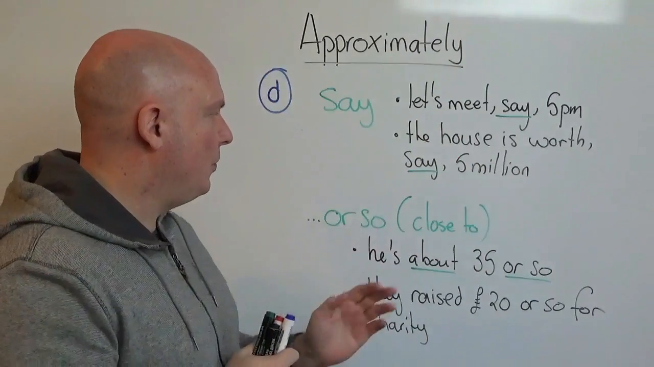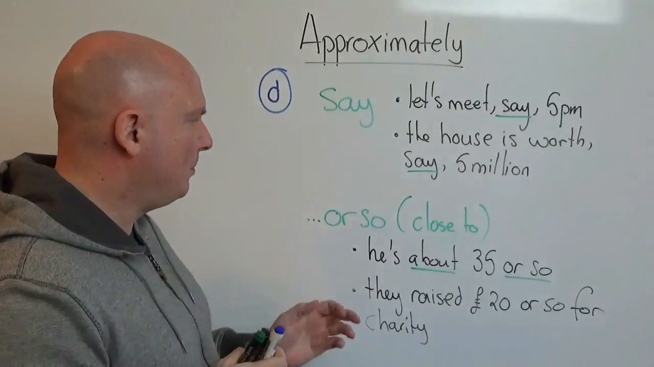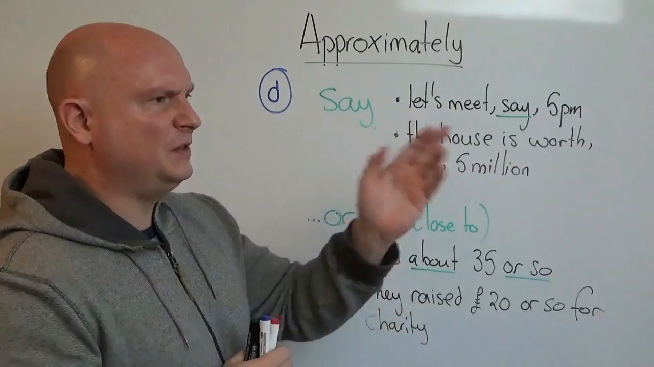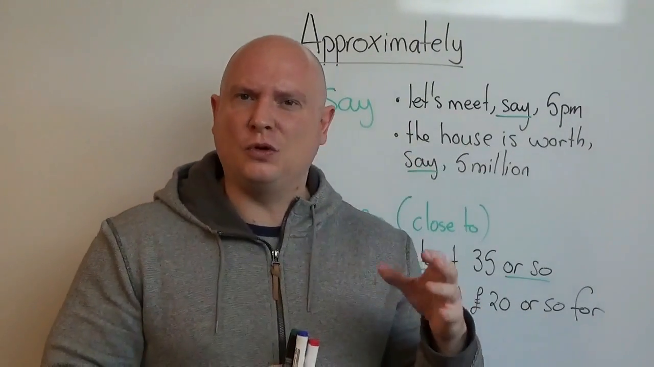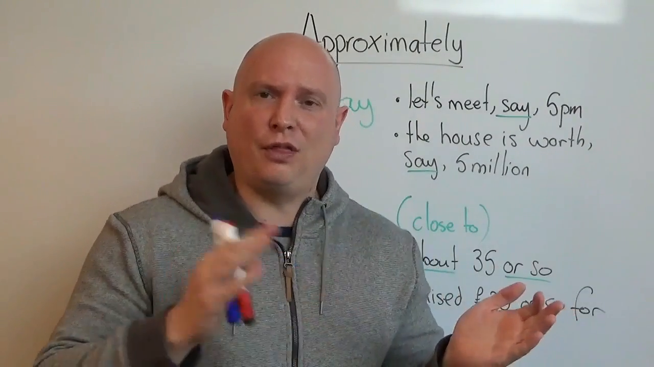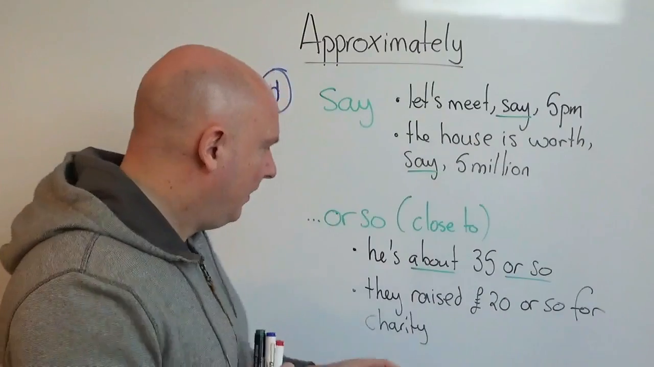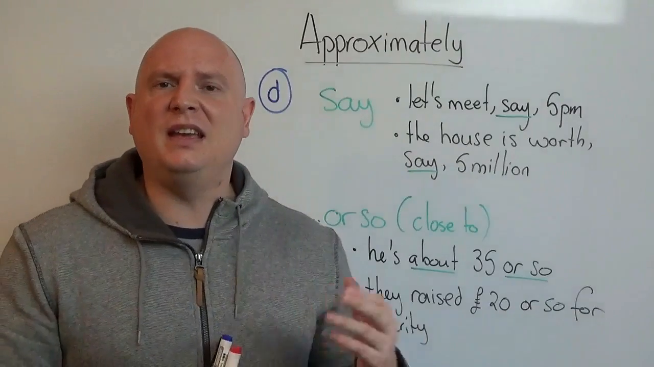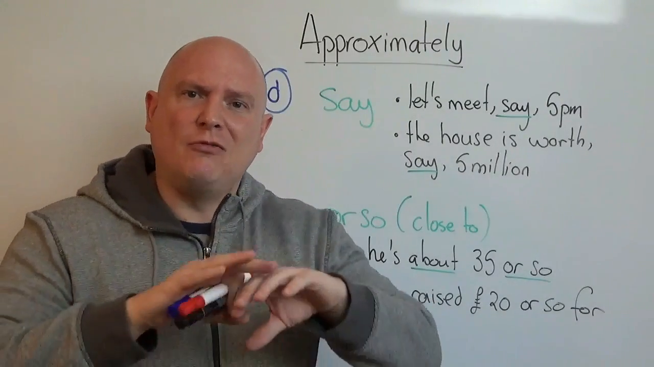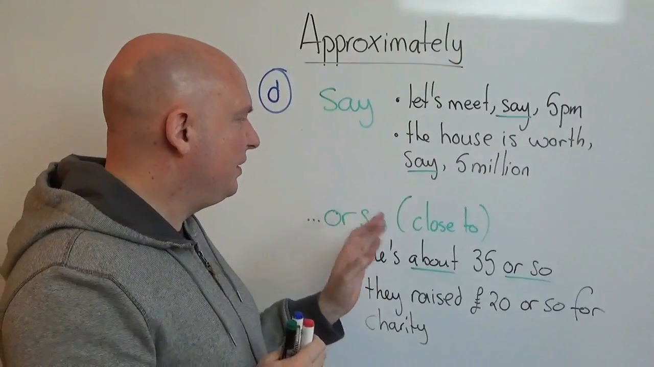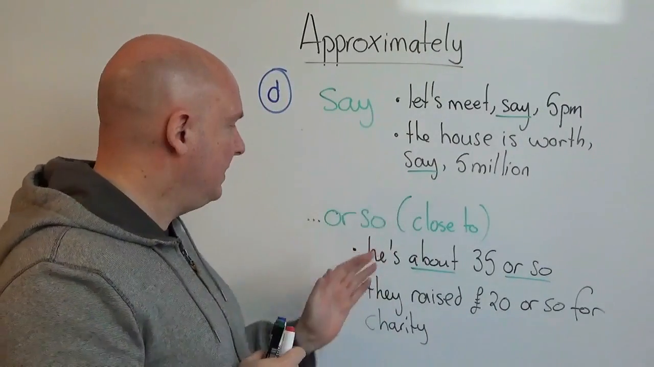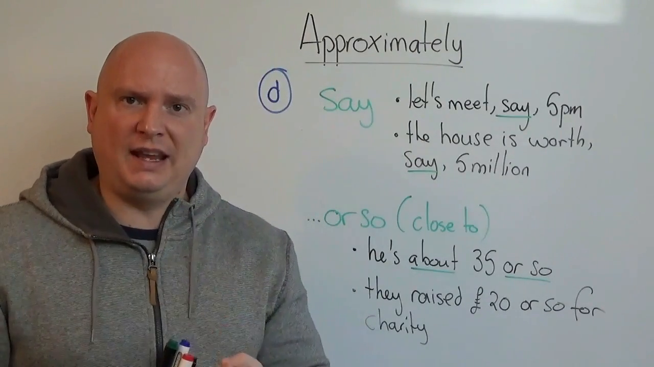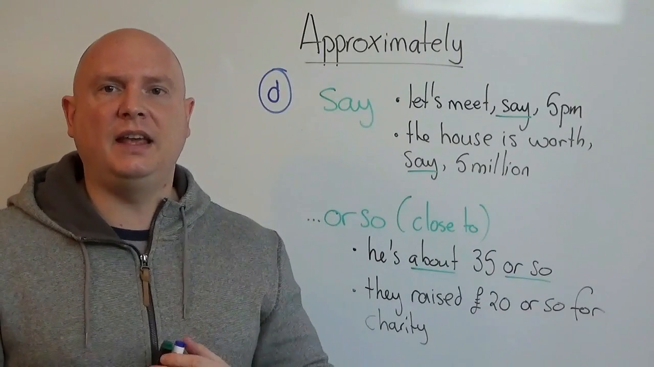We have or so, and it means close to. For example, I can also actually use this with about, but not always. How old is Paul? He's about 35 or so. So very close to 35, maybe 34 or 36. They raised £20 or so for charity. So maybe 18, 19, 20, 21, 22, around that number. These are very, very common, and both of these, say and or so, are quite informal. You would use this in spoken English, so in your speaking test. Not really in your written English.